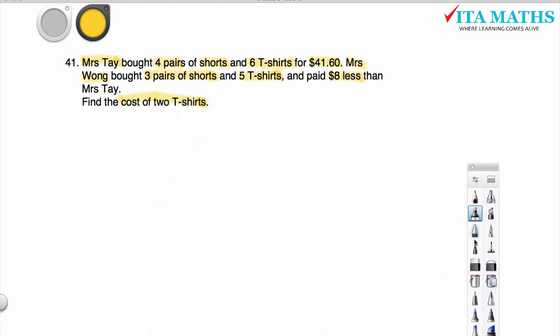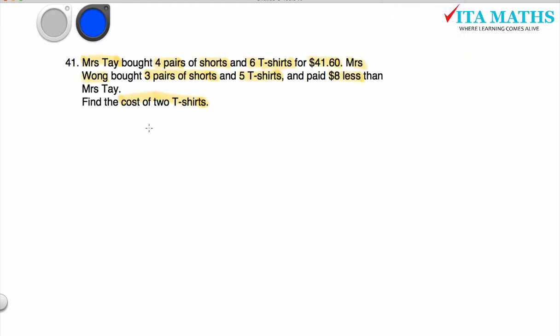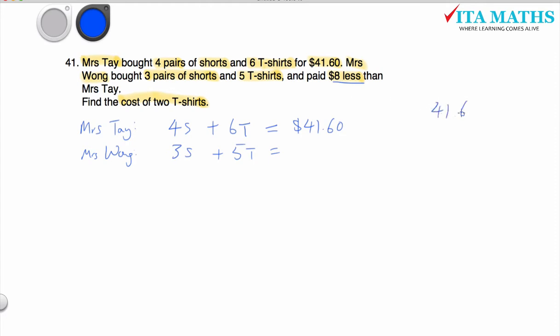So, let's just write down what has been given in the question. Let's write down for Mrs. Tay. She actually bought 4 shorts plus 6 t-shirts, and that equals $41.60. And Mrs. Wong, what did she buy? 3 pairs of shorts, 5 t-shirts. She paid $8 less than Mrs. Tay. So $8 less than Mrs. Tay. What should you do? $41.60 minus $8. And what do you get? You still have 60 cents over here. $41 minus $8, you get $33. So she actually paid $33.60. So now you got to make something equal.